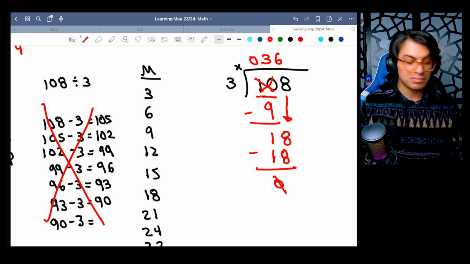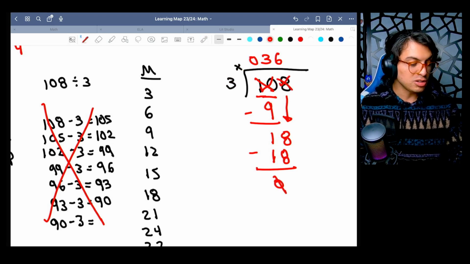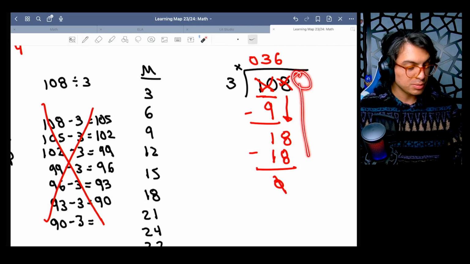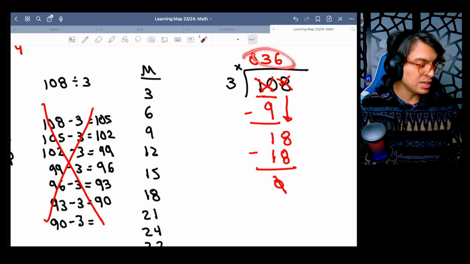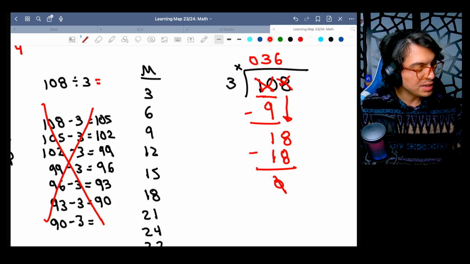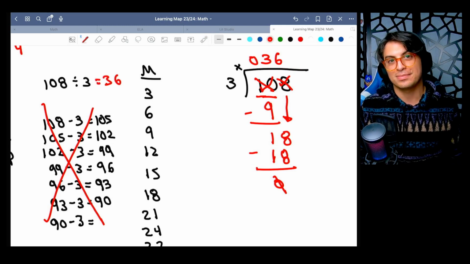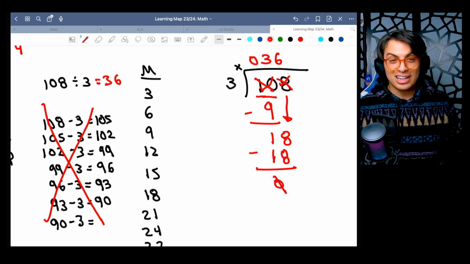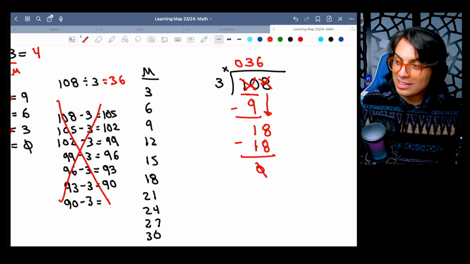Then I subtract it. I'm done with this. I don't have any more place values to bring down. There's nothing there, and I'm done. 108 divided by 3 is 36. That was a lot, I know. So we're going to do another one.